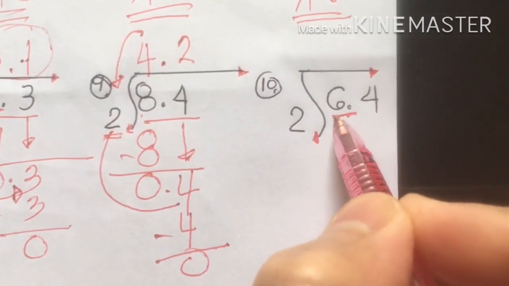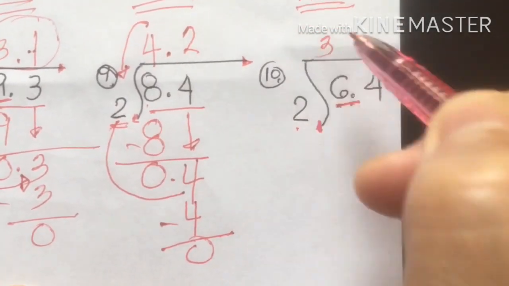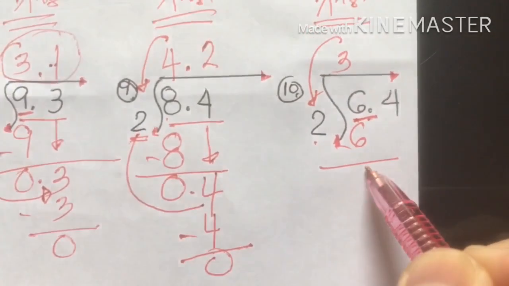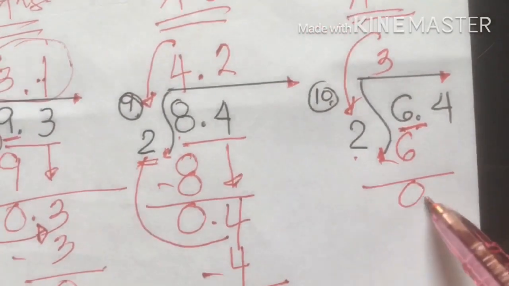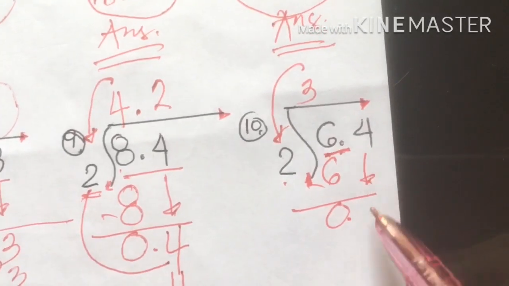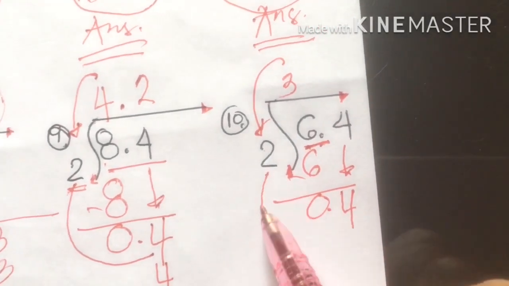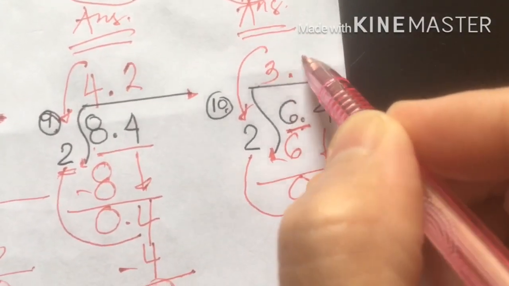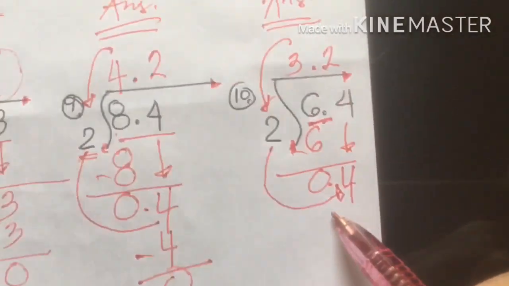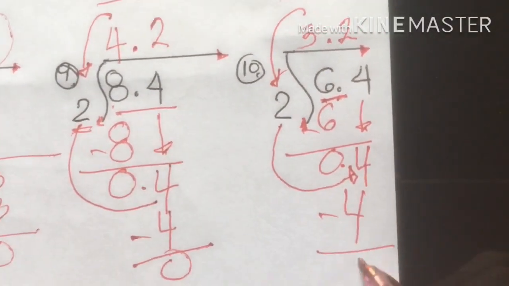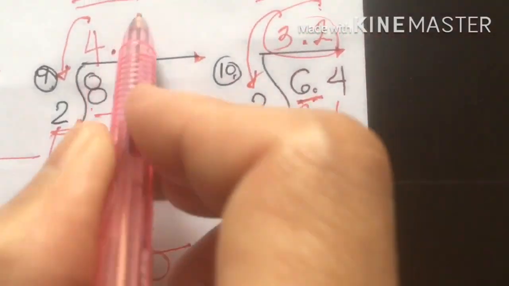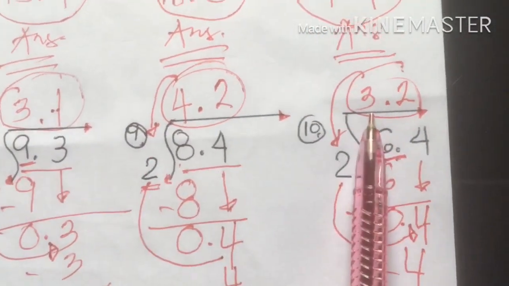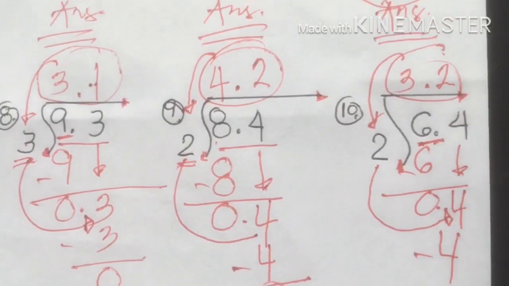6 divided by 2. So we have 3. 3 times 2, so we have 6. Subtract it, that is 0. So bring down the next number, which is 4. Then divide it, class. Step by step, class. 4 divided by 2, so we're going to write here 2. 2 times 2, so we have here 4. Subtract it, that is 0. So therefore, the answer is 3.2. Again, number 10, our answer is 3.2. So remember, keep on the decimal, please.